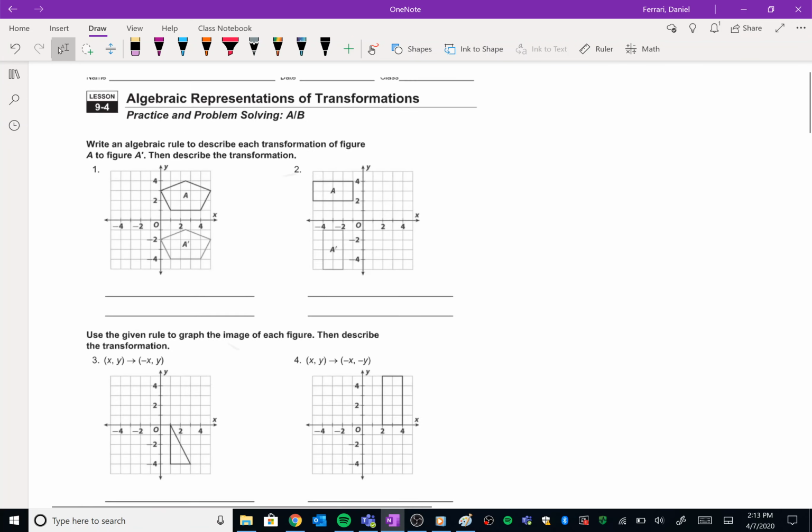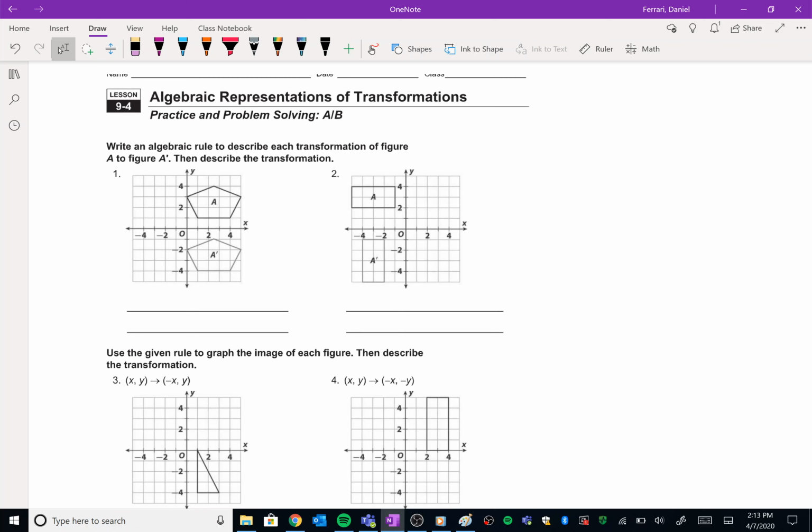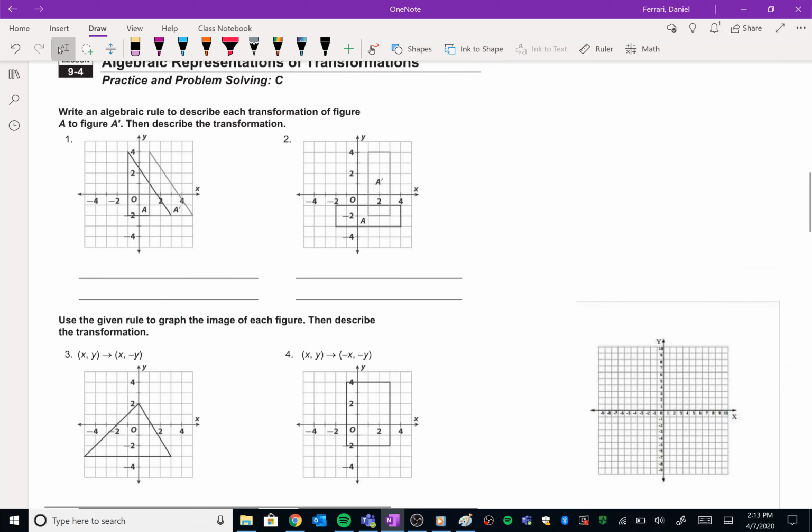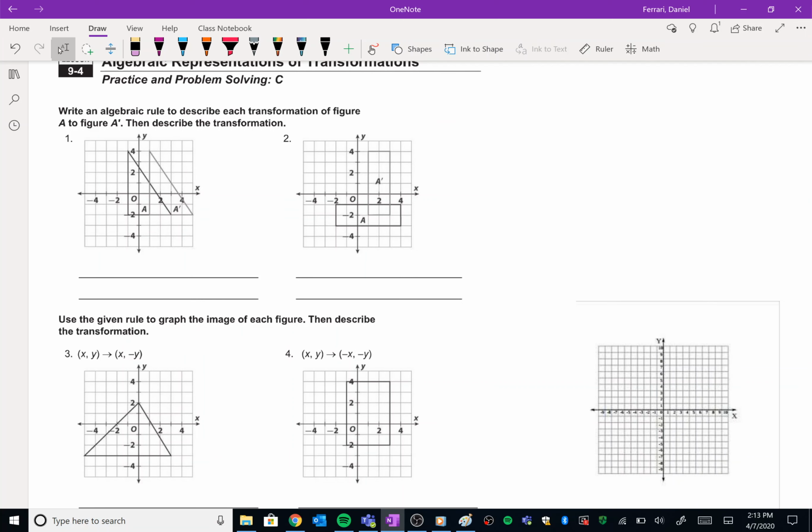All right, let's go ahead and take a look at 9-4. This one is one of the ones out of the textbook pages. I am going to do practice and problem solving C. If you see A, B, practice and problem solving C is the hardest of the pages. So I'm going to do that one totally, the entire thing. And then we'll talk about some of the other pages.